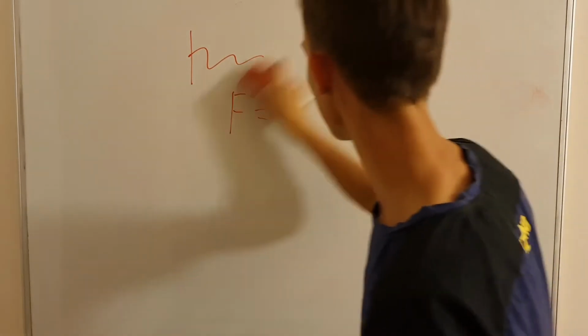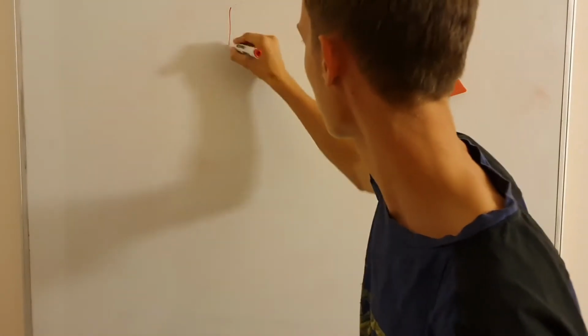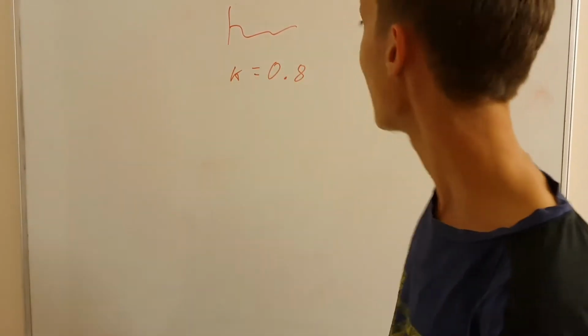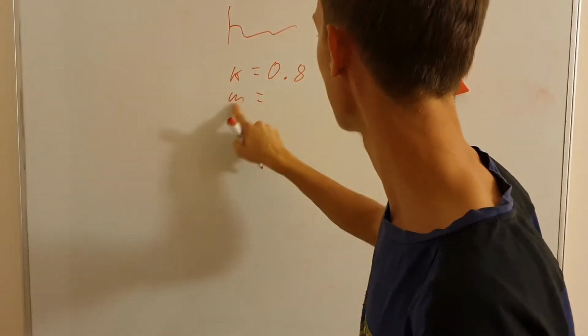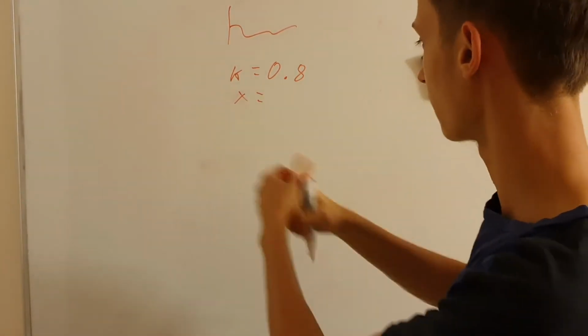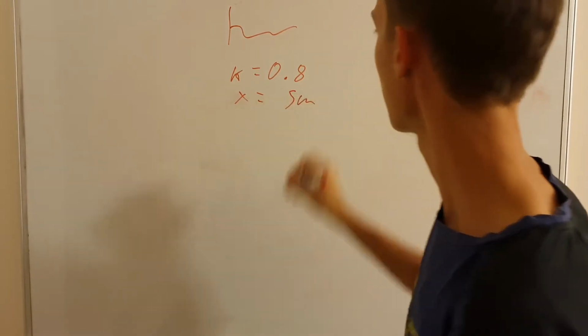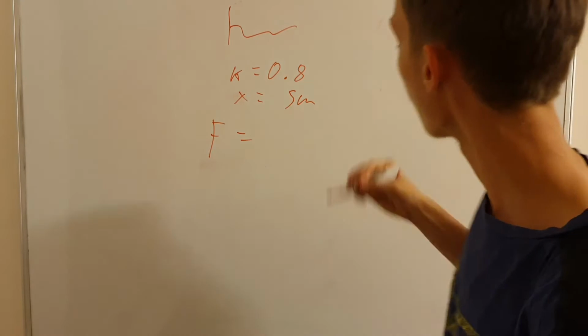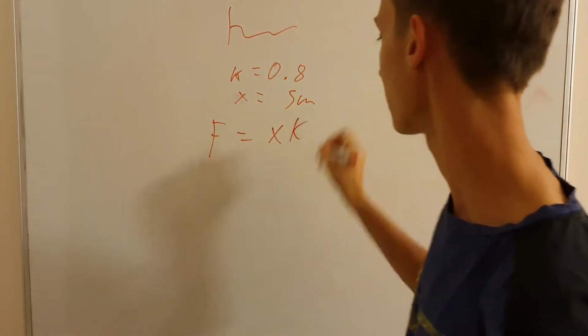So let's say I'll give an example. Let's say I have a particular spring which has a spring constant of 0.8, and it is supposed to be stretched for 5 meters. And so what will be the force needed to stretch it that length? Well, that will be precisely x times k.